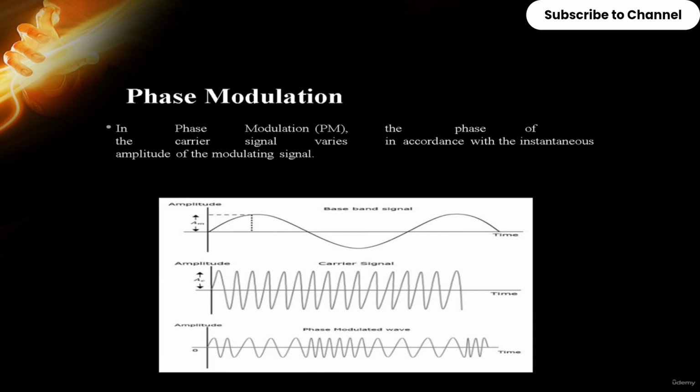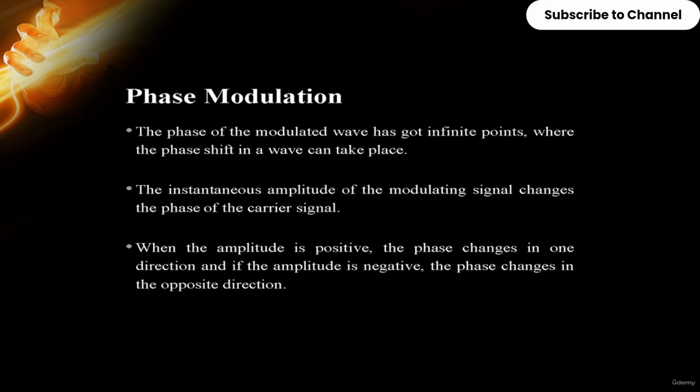Now in terms of phase modulation, the phase of the carrier signal varies in accordance with the instantaneous amplitude of the modulating signal. So here is the same diagram. Amplitude is there, along with the carrier signal, and this is the phase change. Phase change and amplitude are inversely proportional. The phase of the modulated signal varies according to the phase shift.